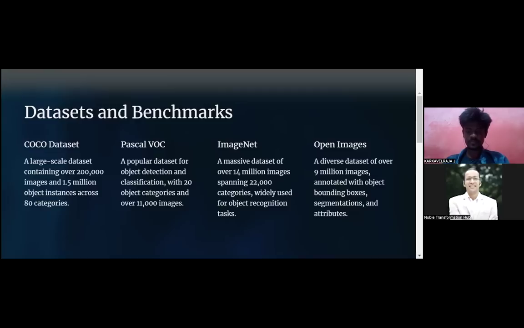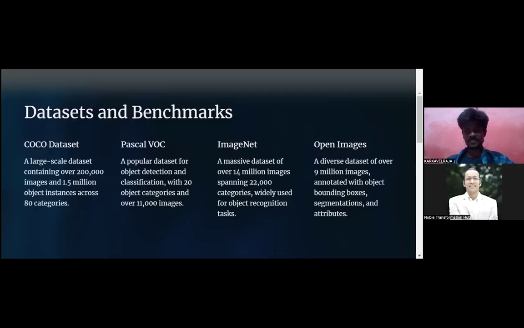ImageNet is the one that made the breakthrough in computer vision, guys. I'll say this is the best dataset, and it has produced a lot of breakthroughs. Computer vision actually became very popular after ImageNet's performance. It is widely used for object recognition tasks.